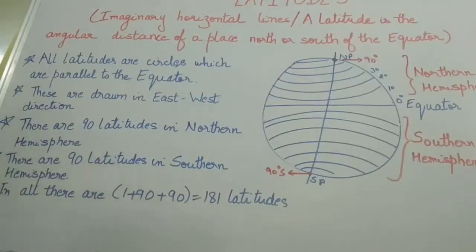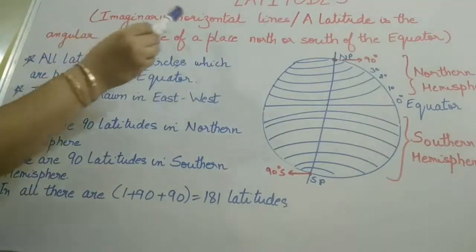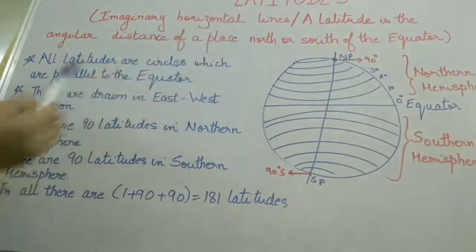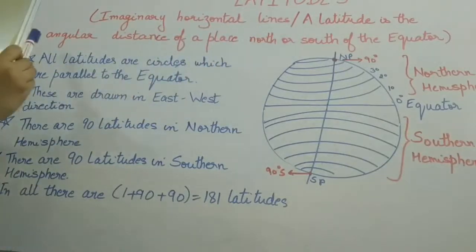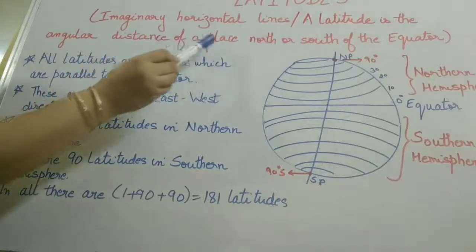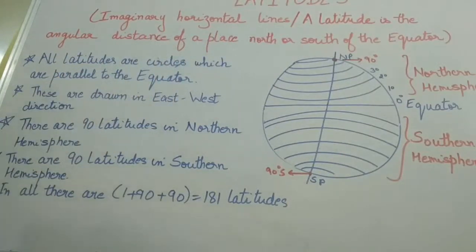Now children, let us talk about latitude. What is a latitude? A latitude is an imaginary horizontal line. We can also say a latitude is the angular distance of a place north or south of the equator. Now a question should come to your mind. What is the equator? The equator is another imaginary line, and this imaginary line divides the earth into two equal halves.